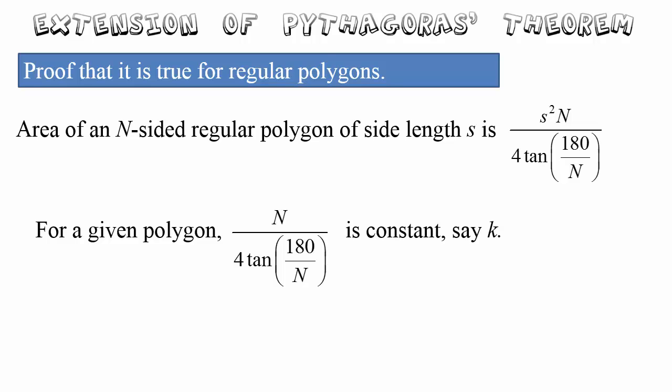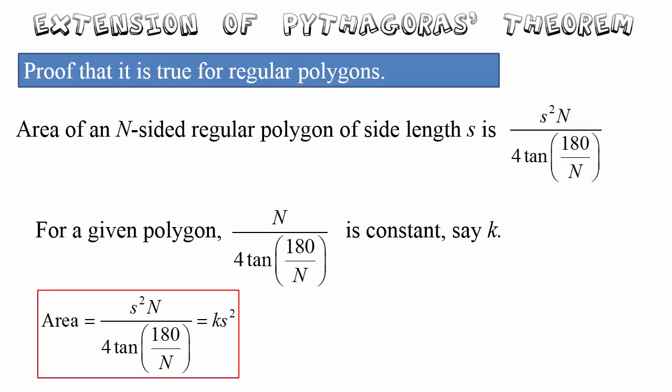Now, for any given polygon with a given number of sides, the expression n over 4 tan 180 over n is a number, a constant. Let's call it k. So we can replace that part of the expression for the area of the polygon by k, and we can obtain that the area of a regular polygon is equal to k s squared. Let's keep that in mind for the next section.